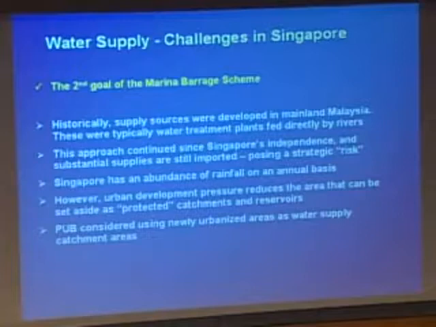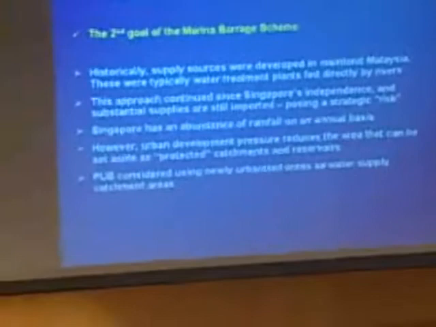A very significant challenge in Singapore is water supply for the island. Historically, most of the sources were in mainland Malaysia, typically water treatment plants fed by rivers. They are still imported into Singapore, and it poses, from the country's point of view, a strategic risk. Although relations between the two countries are good, there are several treaties that control the supply of water. One expires in 2011, the other one is good until 2061 or so.